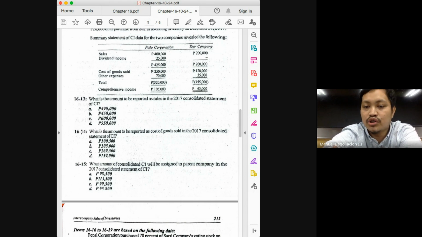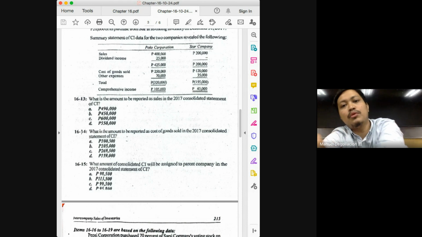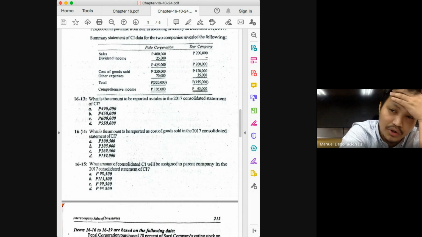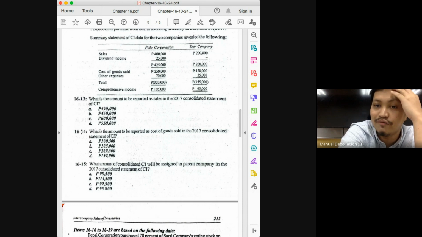Okay. Next question is, what amount of the consolidated income will be assigned to the parent company in the consolidated income? So basically, we are asked for the income attributable to the parent. Okay. So what's the first thing we need? Income of the parent from its own operations. And then we have there 105. Is that the income of the parent from its own operations? No, because that includes dividend income of 25,000. What do we do? Remove the 25. So the income of the parent from its own operations is 80,000.